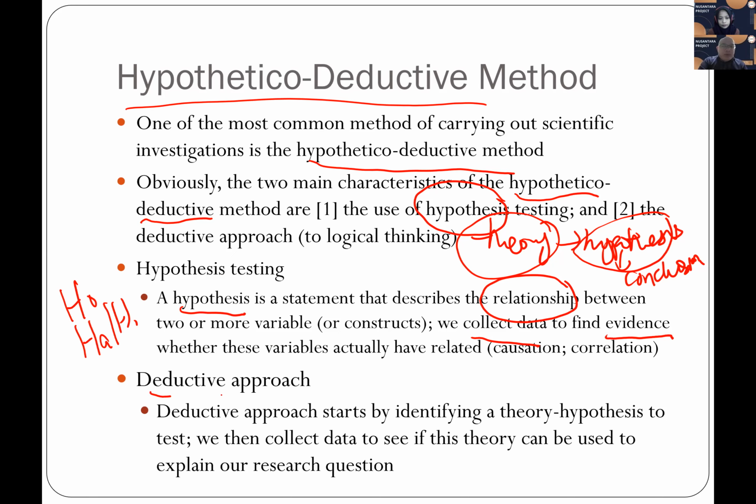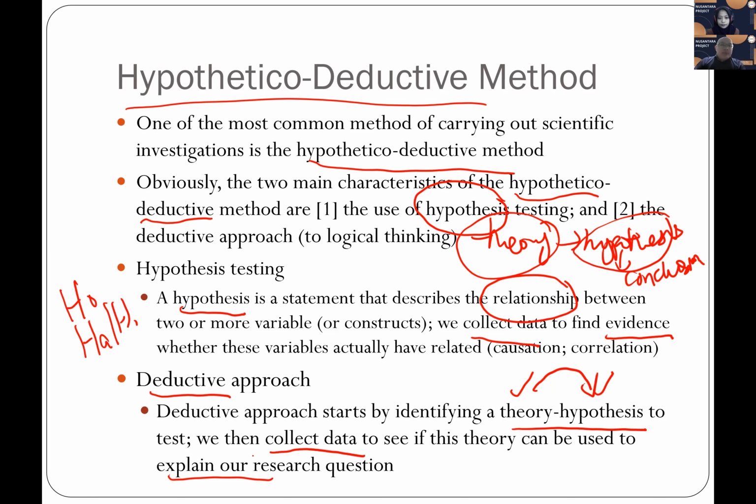Now, what about the deductive approach? It starts by identifying a theory and hypothesis. That means if you want to form a hypothesis, you need to form a theory first. You need to choose a suitable theory. Based on the theory, it will be reduced to a hypothesis. After you make it a hypothesis, then again, collect data, then explain whether we support or don't support our hypothesis. Let me summarize what hypothetical deductive is. Basically, you find a theory, you reduce it into a hypothesis, we collect data, and we use it as evidence to support or not support the hypothesis.